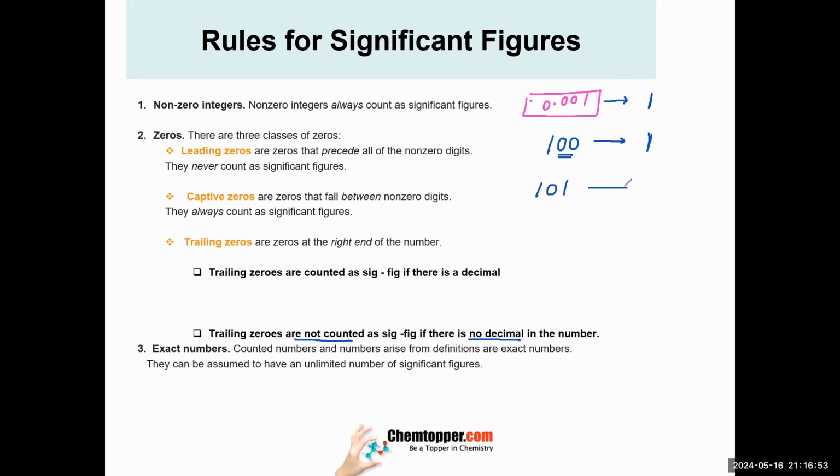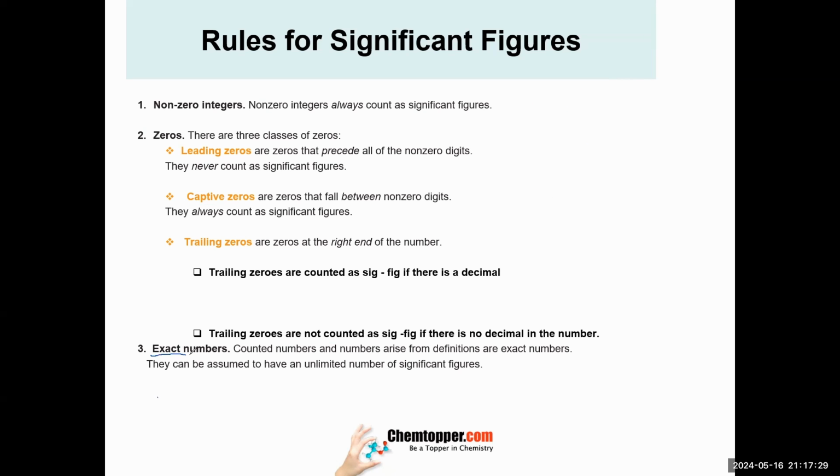101. How many sigfig here? This is captive zeros. Captive zeros are always counted. So how many sigfig here? 3. 1, 2, 3. So these rules we have to practice and we have to use these rules starting from unit 1. We have to put our answer in the correct significant figures.